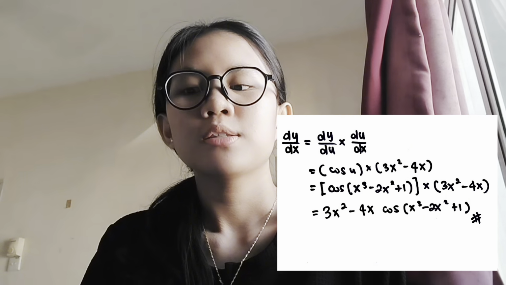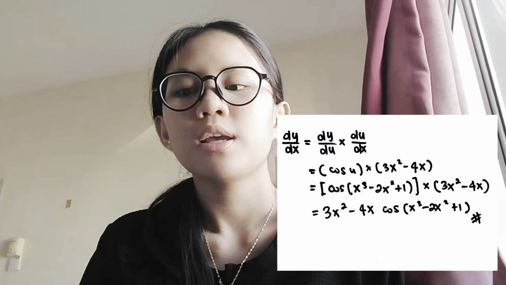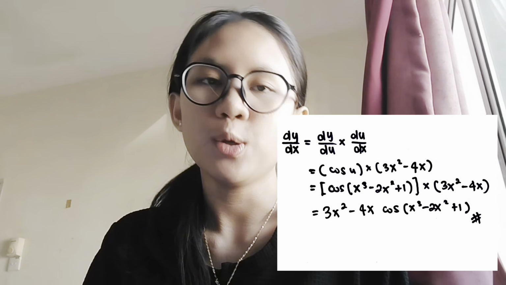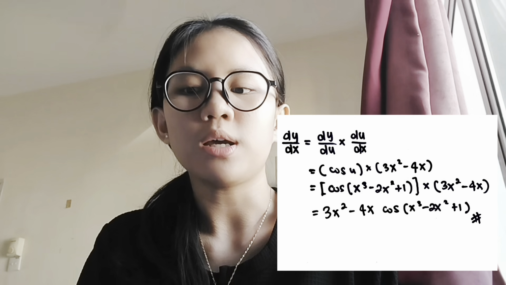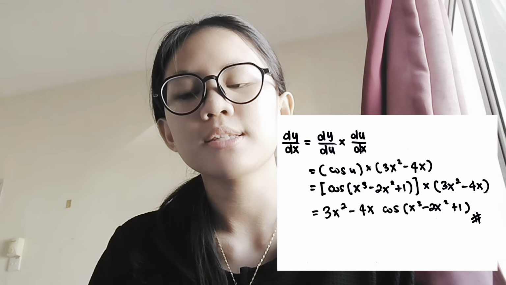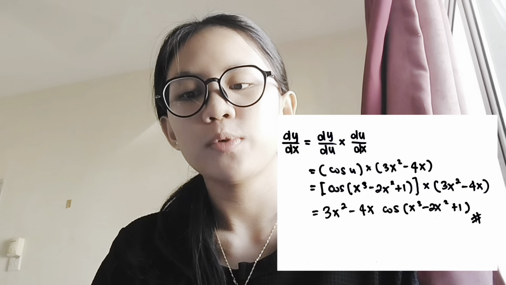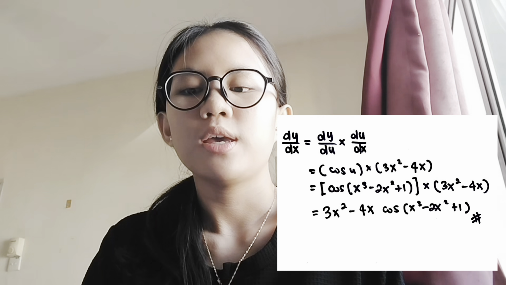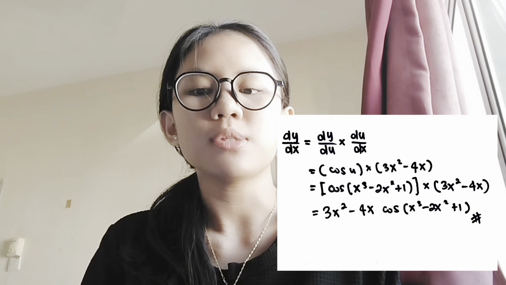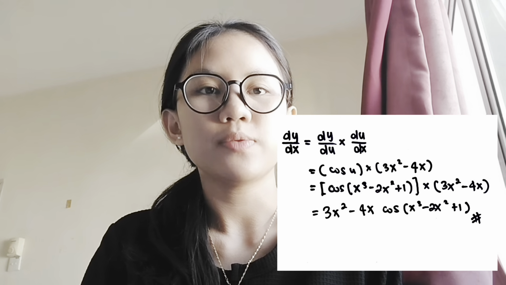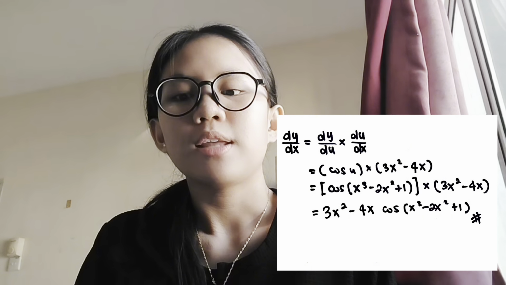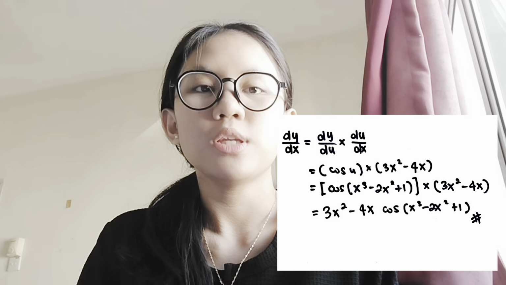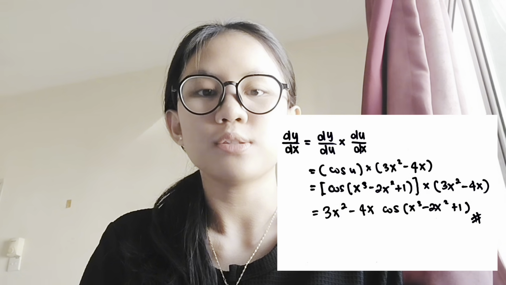So now we have to apply the chain rule. Then we substitute dy over du and du over dx into the formula, which is dy over dx equals dy over du times du over dx. So we get cos u times 3x squared minus 4x.